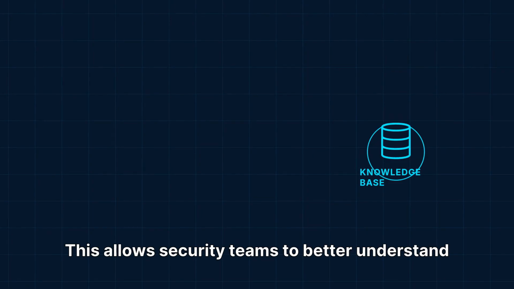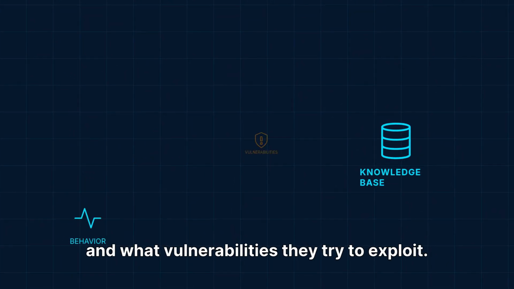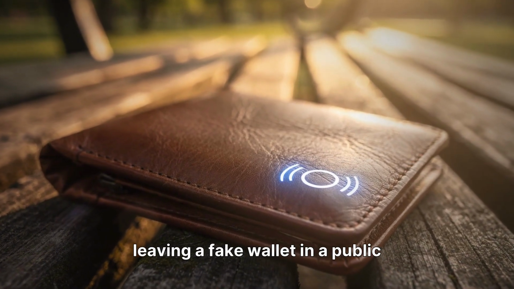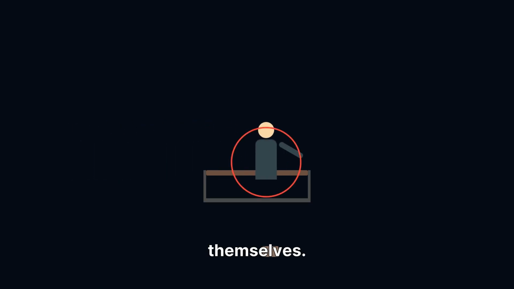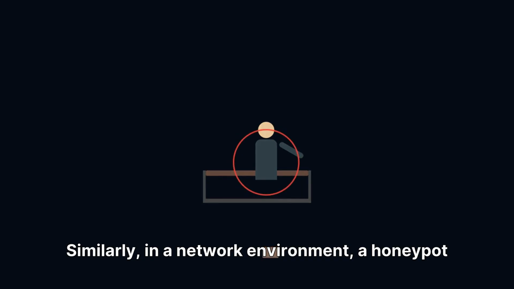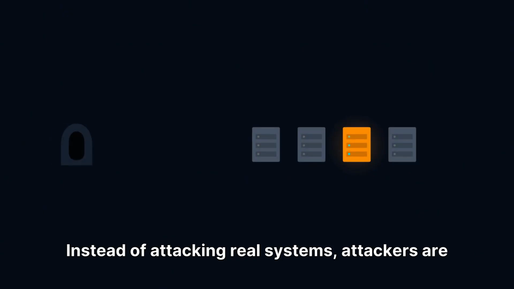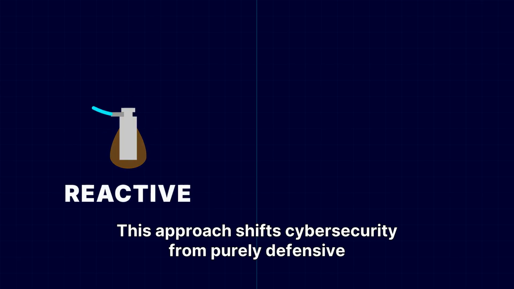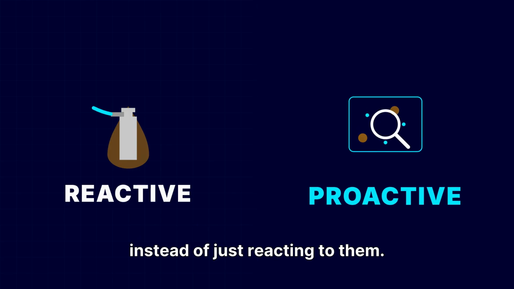This allows security teams to better understand how attackers think, what techniques they use, and what vulnerabilities they try to exploit. To understand this concept more easily, imagine leaving a fake wallet in a public place with a hidden tracking device. Anyone who tries to steal it reveals themselves. Similarly, in a network environment, a honeypot acts as bait for hackers. Instead of attacking real systems, attackers are drawn toward the honeypot, thinking it contains valuable data or weak security. This approach shifts cybersecurity from purely defensive to proactive, where organizations actively study threats instead of just reacting to them.